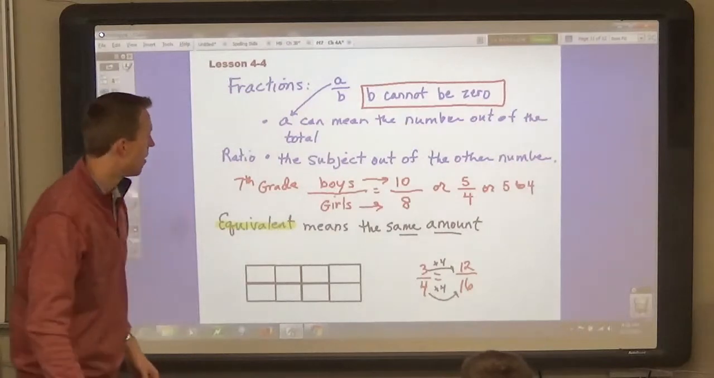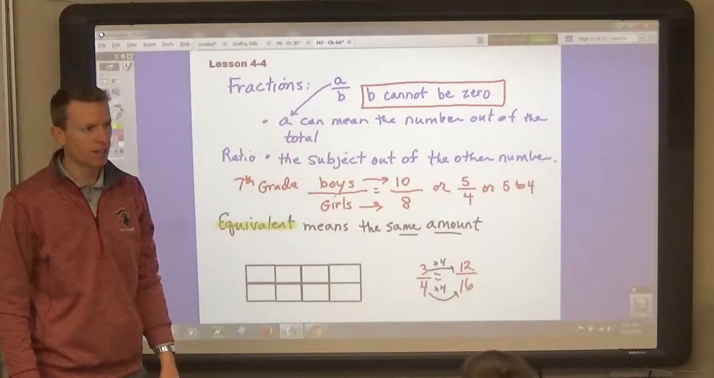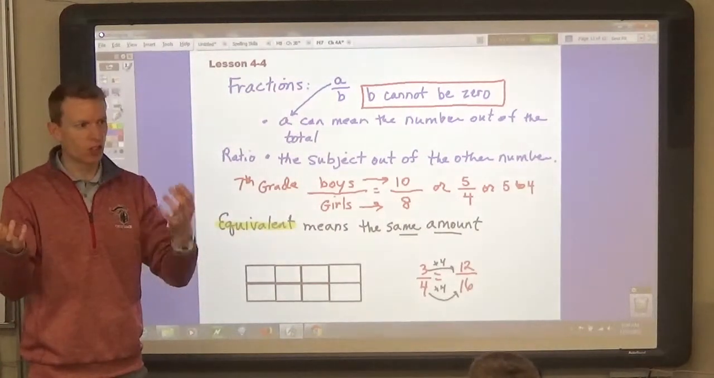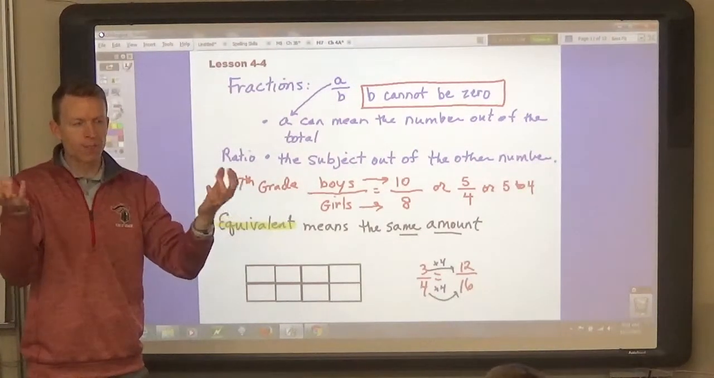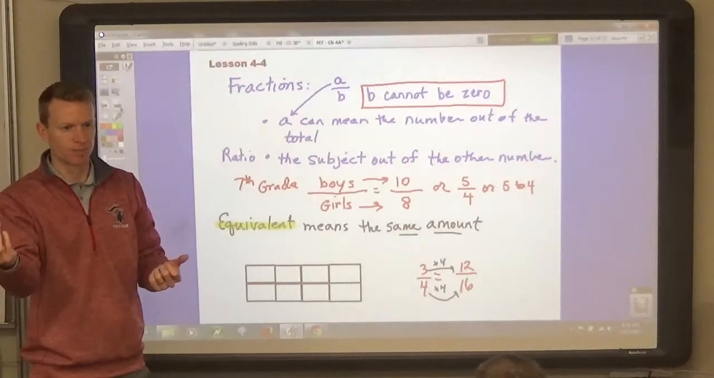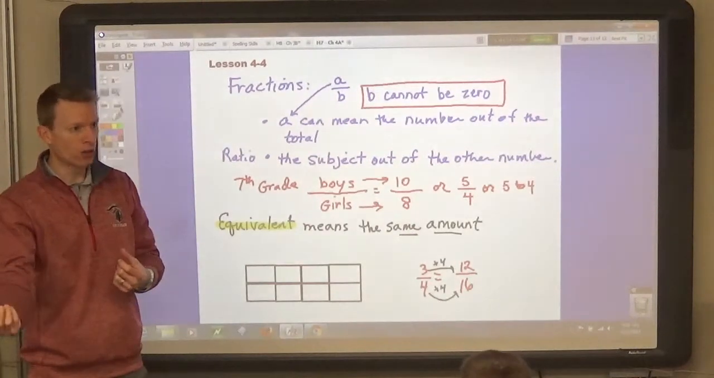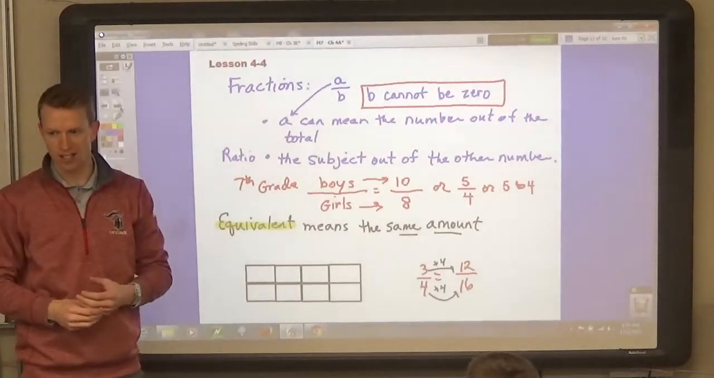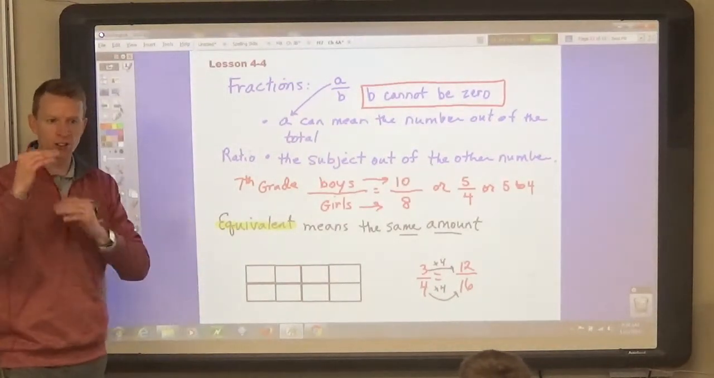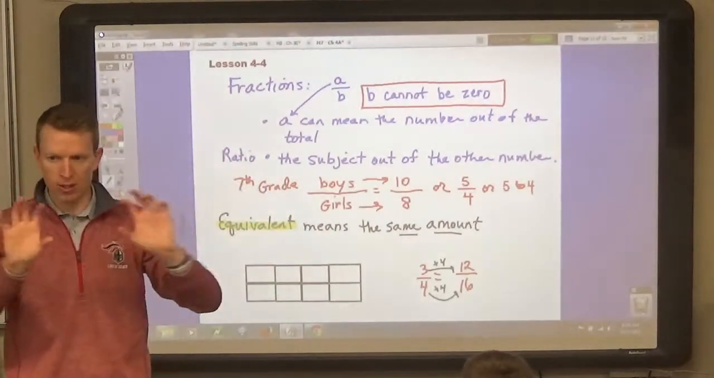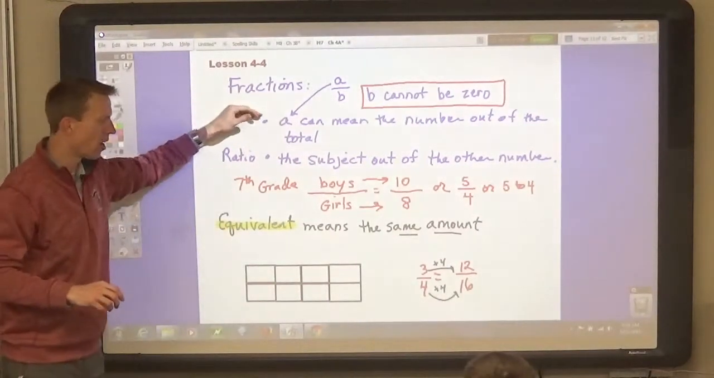Okay? How many boys are there in this class? 11. And girls? 10. So the ratio of boys to girls is 11 to 10. Okay? What is the fraction of boys in the class though? 11 out of 21. So it's the amount out of the total. What is the fraction of girls in the class? 10 to 21. Right. 10 out of 21. So you understand there's a difference between ratios that compare different things and fractions that compare the amount out of the total number.